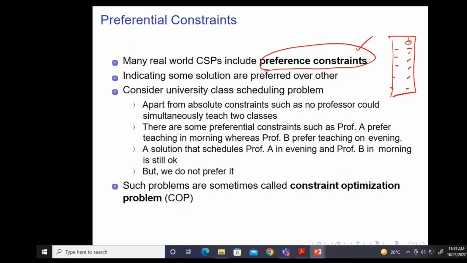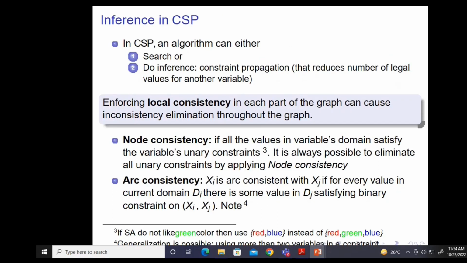So this is an absolute constraint. But other constraints could also be there, like two friends should sit nearby, I want to sit on the window, or somebody wants to sit on the back seats. So these things come under preferential constraints. When you are solving these kinds of constraint problems, if all the variables get the right value, this is called node consistency.